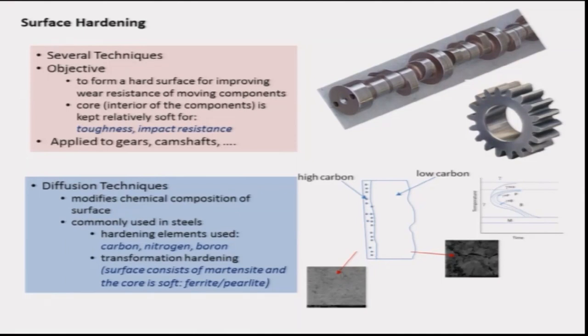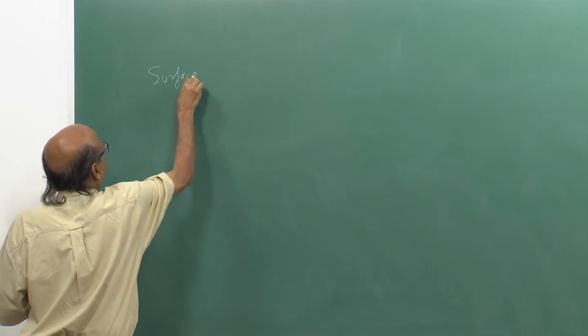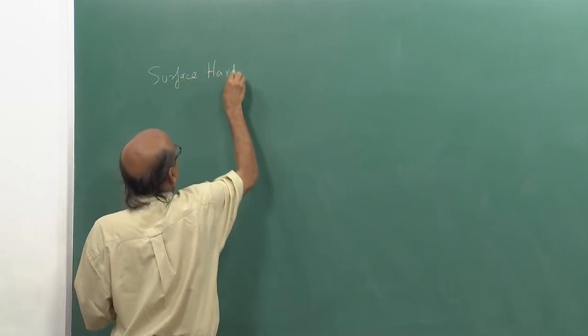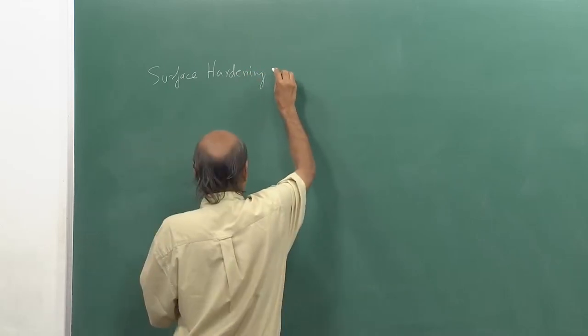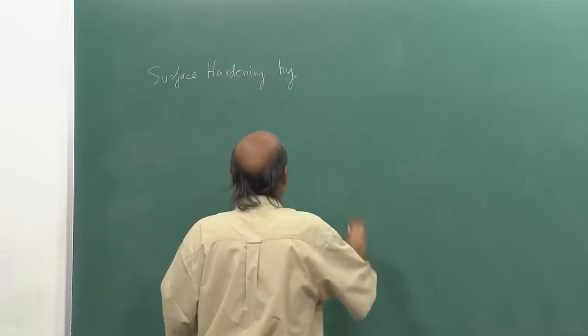Now, what I will do is take up a specific case of surface hardening in a steel, where we will look at a problem and see how we can estimate at what temperature and for how much time we should subject this component so that we get a certain thickness of the hardened layer. So let us look at this on the board. Surface hardening, specifically by a process called carburization.